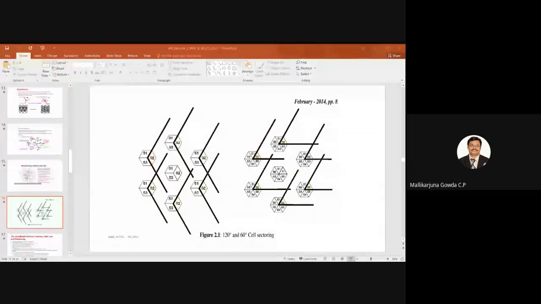With the use of this 120-degree sectoring, only this one and this one will be interfering with the center cell, and the others will not be interfering with the center cell. So I am able to reduce the number of co-channel interfering cells by doing sectoring. With that I can improve the signal to interference ratio. As the signal to interference ratio improves, the system capacity also improves. Hope this picture is clear.